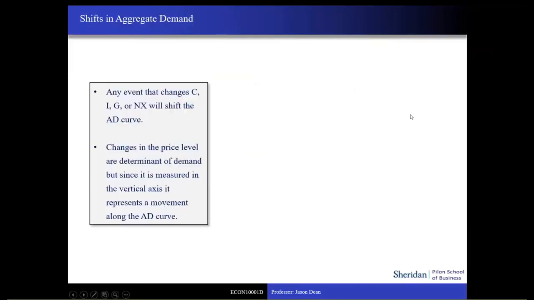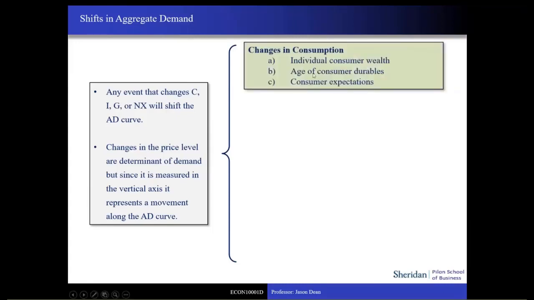So shifts in aggregate demand. What can shift the aggregate demand curve? Remember earlier I said when we draw an aggregate demand curve, we're drawing it for, say, a fixed income level. Anything that could affect your aggregate demand, we're holding that fixed. There's a lot of different things: individual consumer wealth, age of consumer durables, consumer expectations. All of these will play a role in how much people would demand in the economy.